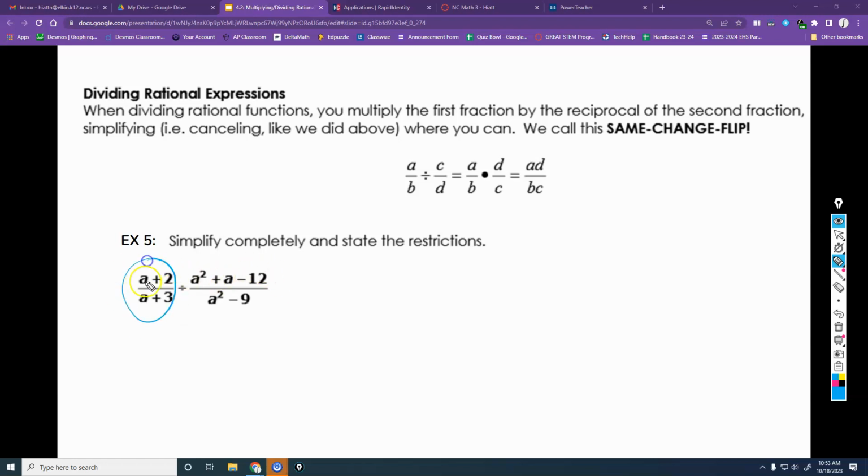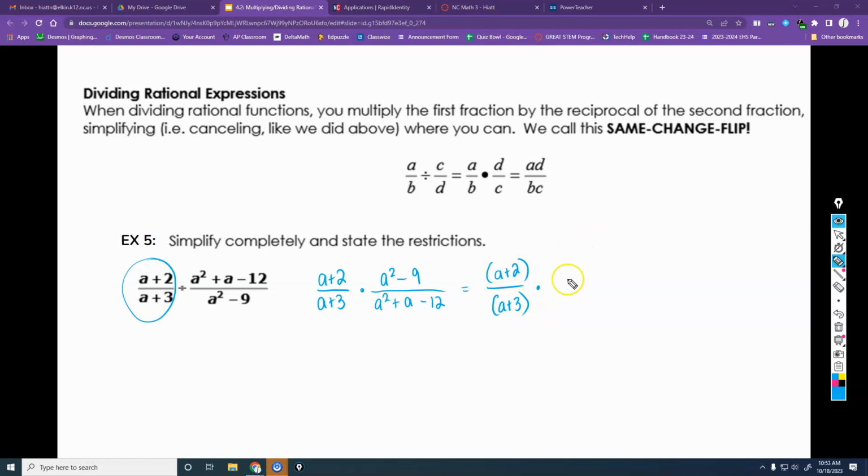So, the first fraction does not change. It stays the same. A plus 2 over A plus 3. Then, you are going to flip the second fraction. So, you've got A squared minus 9 over A squared plus A minus 12. Now, it is just a multiplication problem like the other ones we have done. So, keep the first fraction the same, flip the second fraction, then it's like the others we have done. So, A plus 2 won't factor. A plus 3 will not factor. I'll put it in parentheses.